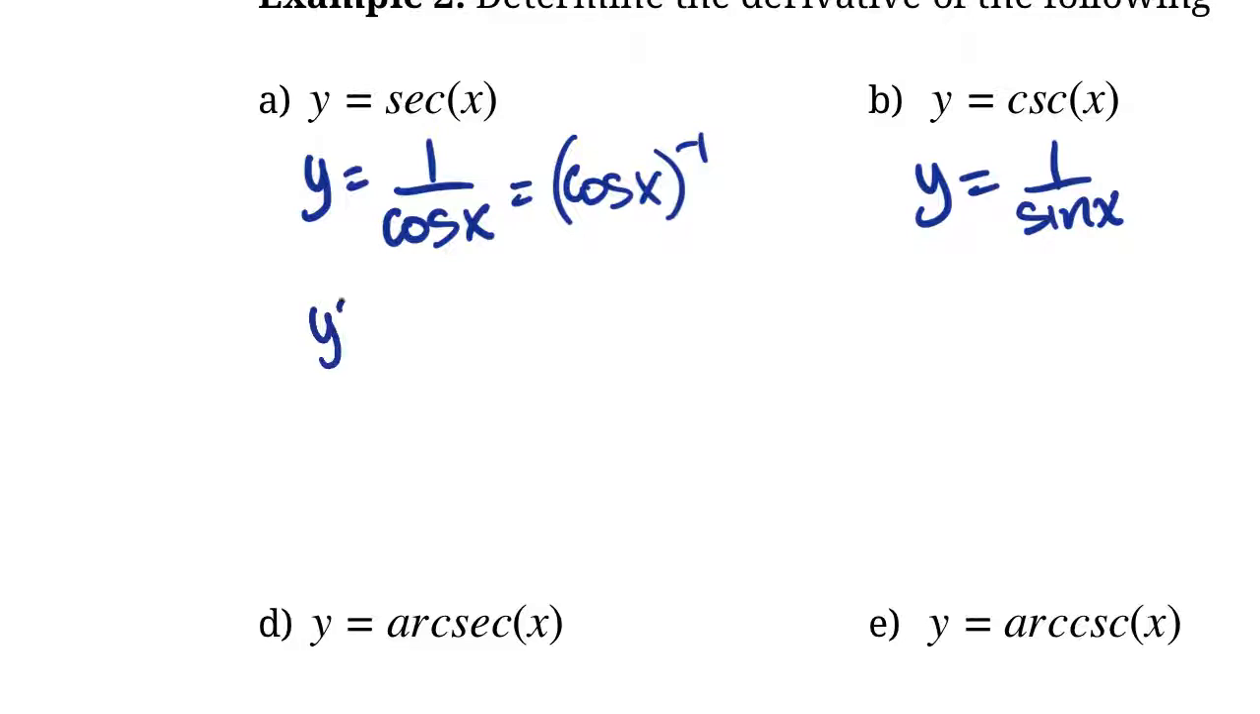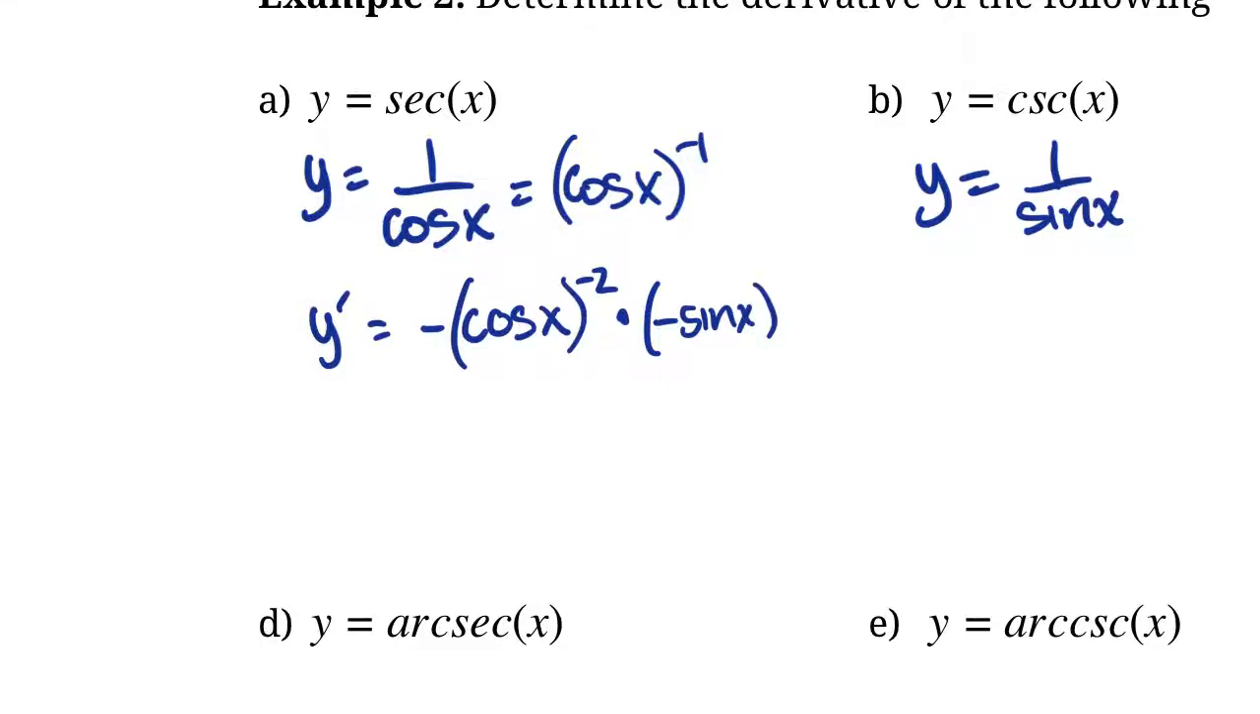When we write it like that, we can essentially just use the chain rule, right? To use the chain rule on this thing, we would bring down that -1, reduce this value by 1, and then multiply by the derivative of what's on the inside, right? So what this would look like would be negative cos x to the power of -2 times the derivative of what's on the inside. What's the derivative of cos? It's just negative sine x.